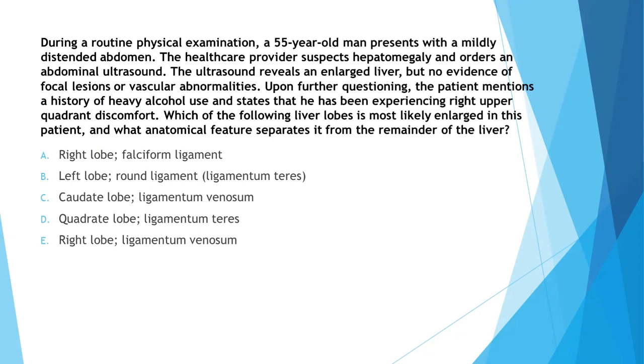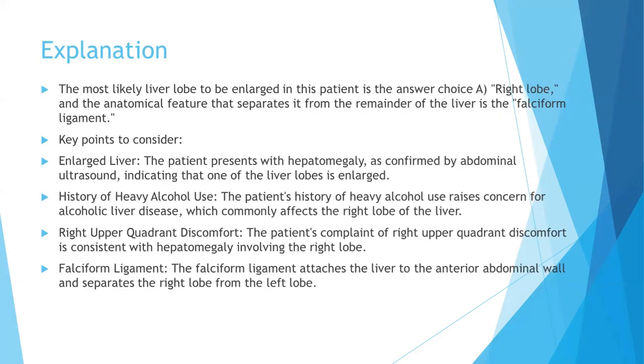Which of the following liver lobes is most likely enlarged in this patient, and what anatomical feature separates it from the remainder of the liver? The right lobe, falciform ligament; left lobe, round ligament; quadrate lobe, ligamentum venosum; quadrate lobe, ligamentum teres; right lobe, ligamentum venosum. So the most likely liver lobe to be enlarged in this patient is the right lobe, and the anatomical feature that separates it from the remainder of the liver is the falciform ligament.